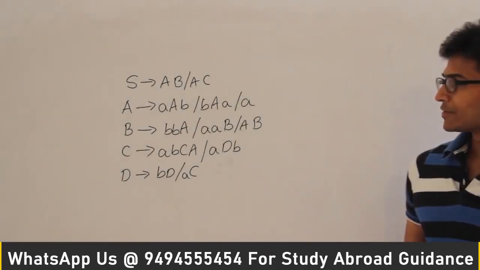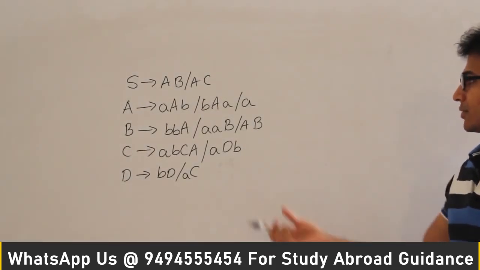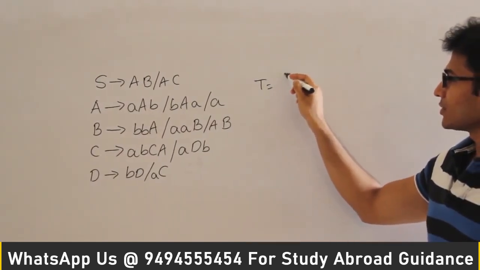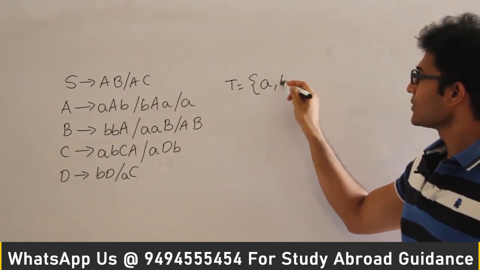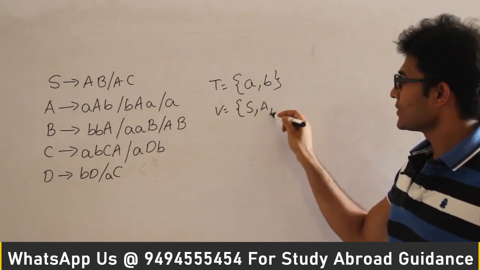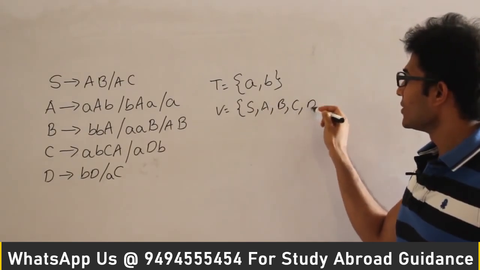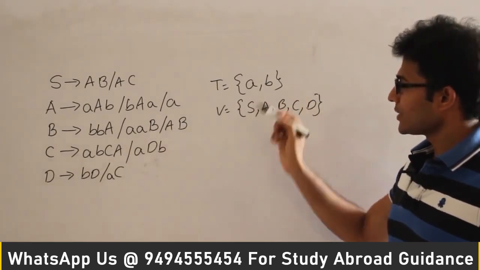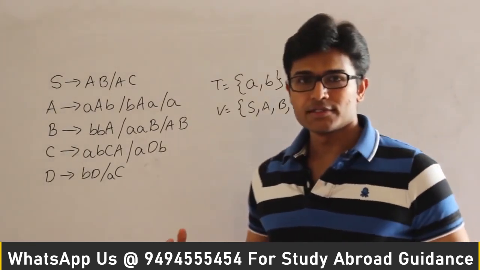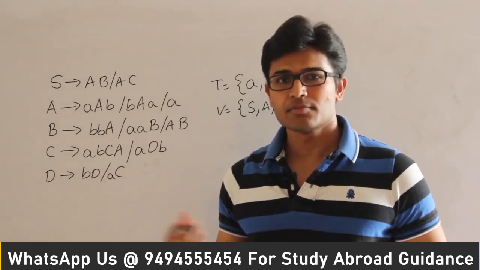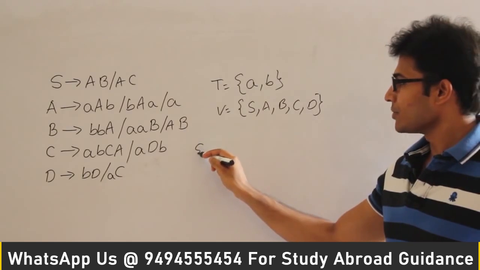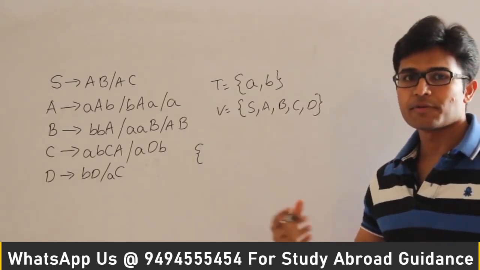Let's eliminate useless symbols from this. So as always, whenever a question is given, they are even going to give you what are the terminals. So in this, terminals are small a comma small b, and what are the variables? Variables are going to be S, A, B, C, D. So these are all the variables and these two are terminals. Okay, now first find out what are the symbols from which we could derive some terminals or some strings. So useful symbols are going to be the symbols from which we could derive something else, right?